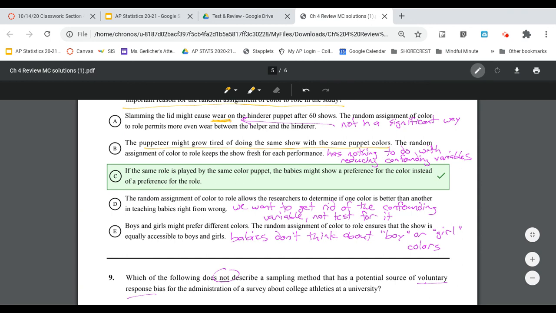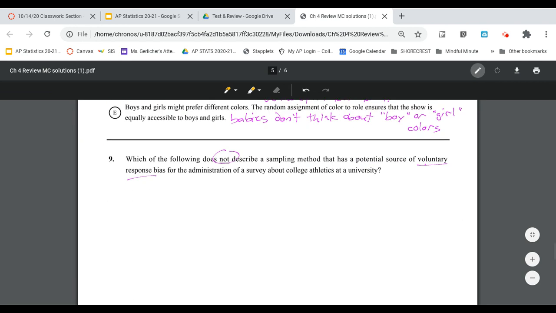D is making it sound like they're trying to really do 2 experiments in one and test color and right versus wrong. And you cannot do that in an experiment. You have to narrow it down to one variable that you are looking at a time. So we want to get rid of that confounding variable of color, not also test for it at the same time. And then E is kind of silly. Maybe older kids might worry about boy colors and girl colors, which aren't even really a thing anyway. But babies don't care. So anyway, C is the best answer.